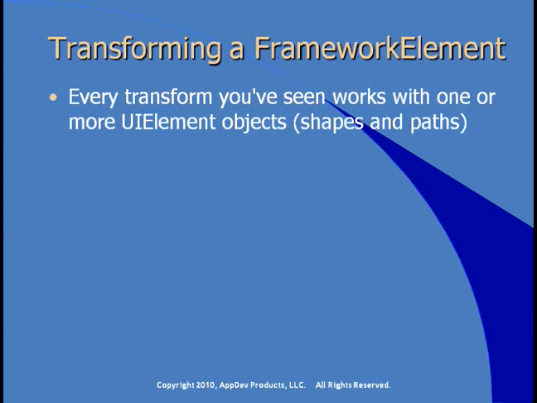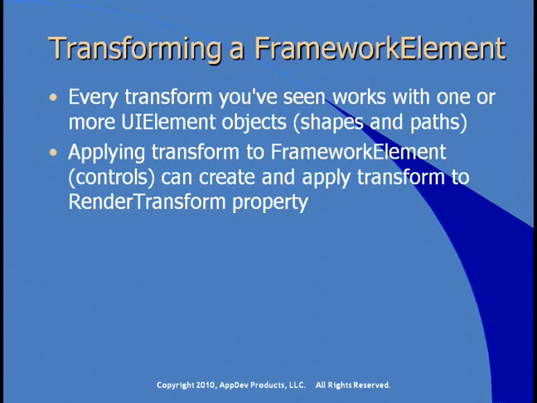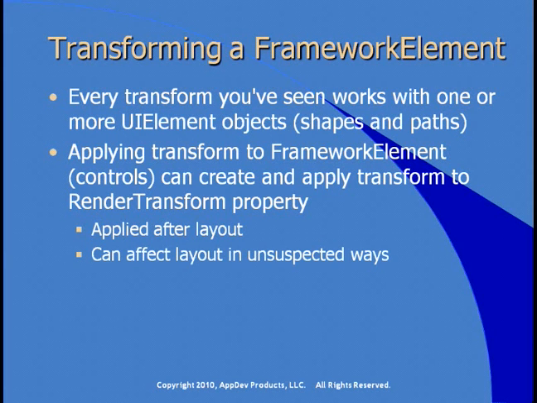Every transform you've seen works with one or more UI element objects, that is, shapes or paths. Applying a transform to a framework element, that is, like controls, you can create and apply a transform to the render transform property, and this occurs after the layout of the controls. This can affect your layout in unsuspected ways. For example, if you have a stack panel, and in that stack panel you have a number of buttons, and say you apply a render transform property to the middle button that scales it bigger, what's going to happen to that bottom button?